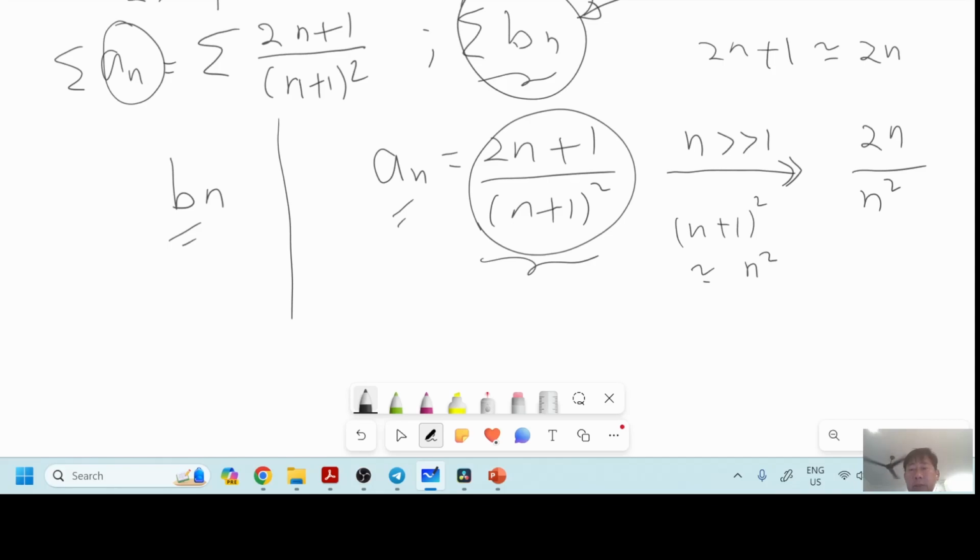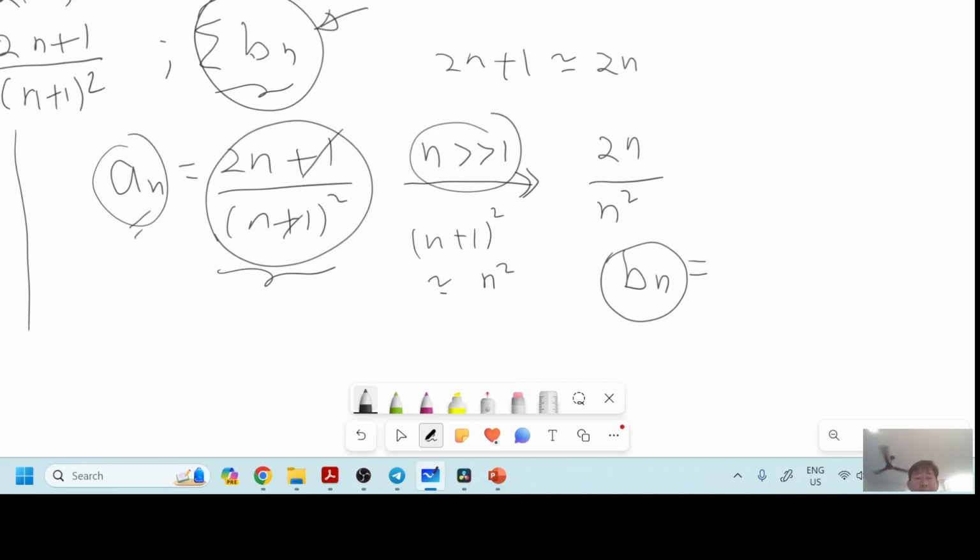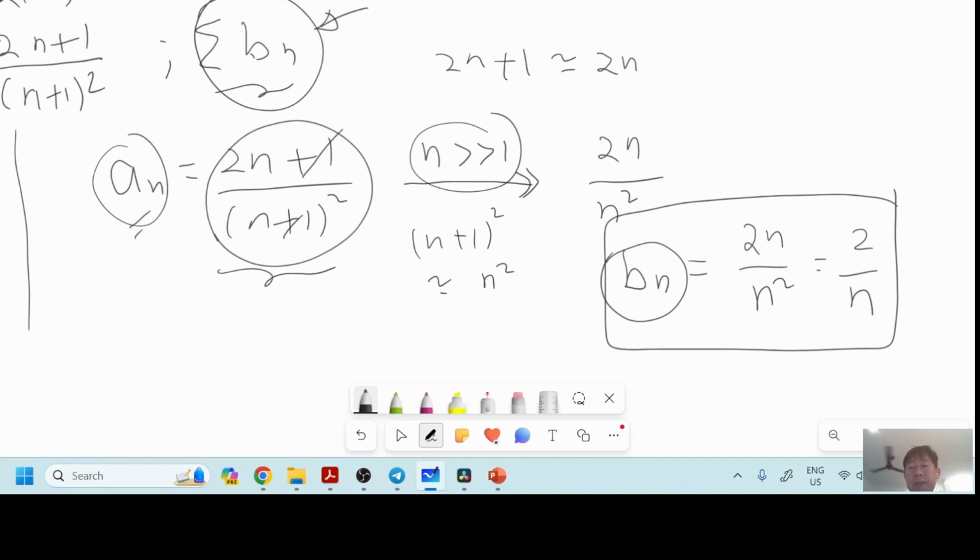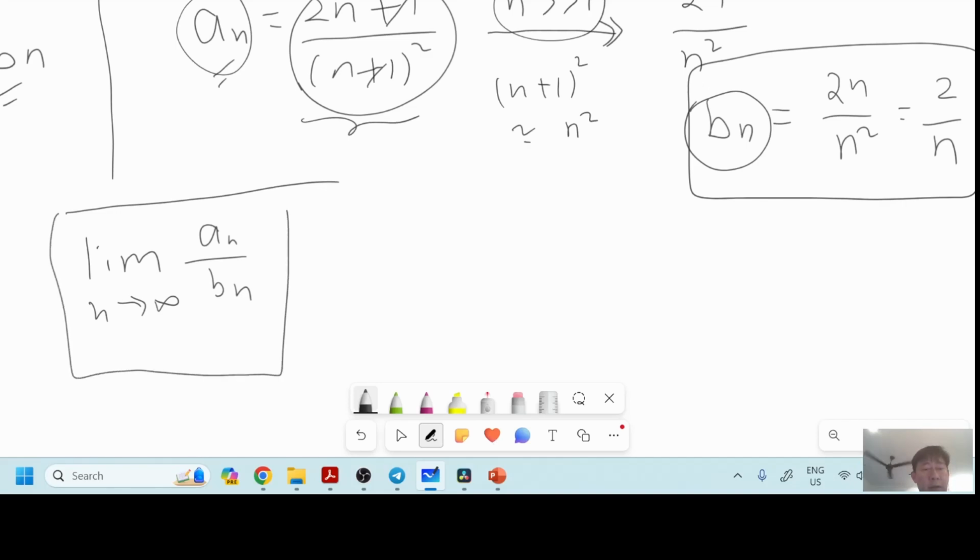In that limit, you just drop the 1 in comparison to the 2n in the numerator and n in the denominator. The series bn can then be taken to be the form of an when n is becoming very large. In other words, in this case, we will take bn to be equal to 2n over n squared, or simply 2 over n. So here is the suggested series bn to be compared with an. We then proceed to write down the limit of an over bn when n goes to infinity. This will be just equal to the limit as n goes to infinity of an divided by bn.